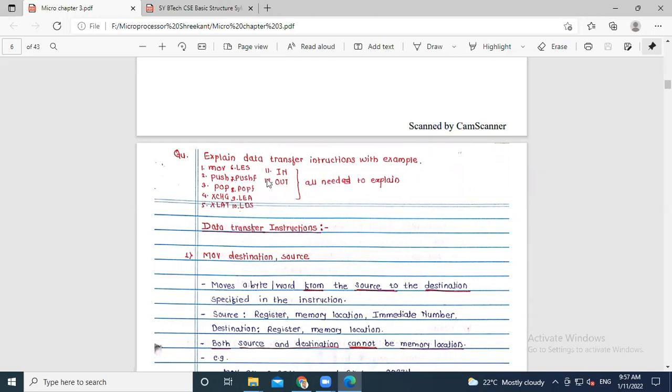Why do we call these 12 instructions data transfer instructions? Because these 12 instructions are used to manipulate the data, that is, transfer the data, modify the data, update the data, delete the data, add the data. Whatever different kinds of operations come with the data, all those operations are covered in this category. That's why we call this data transfer instructions. And all 12 instructions, you have to explain in detail if this is the question in the examination.